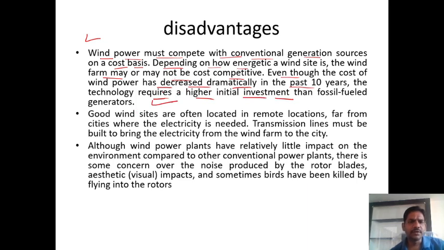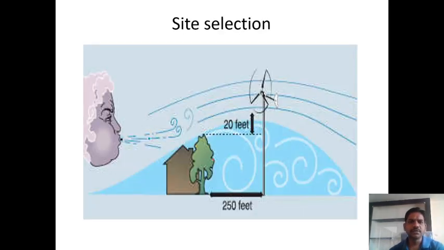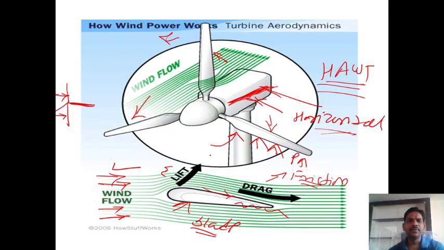Another disadvantage is that good wind sites are often located in remote locations far from the cities where electricity is needed. Transmission lines must be built to bring electricity from the wind farm to the city. Another disadvantage, guys: although wind power plants have relatively little impact on the environment compared to conventional power plants, there is some concern over the noise produced by the rotor blades and aesthetic visual impacts. Sometimes birds have been killed by flying into the rotors. So these are the different disadvantages of the wind turbine, guys.